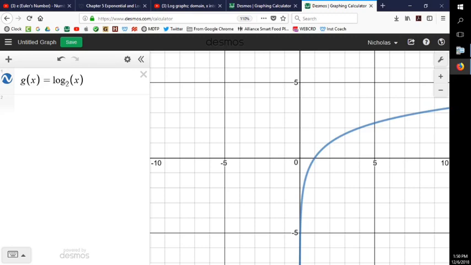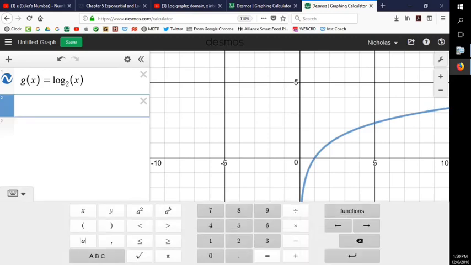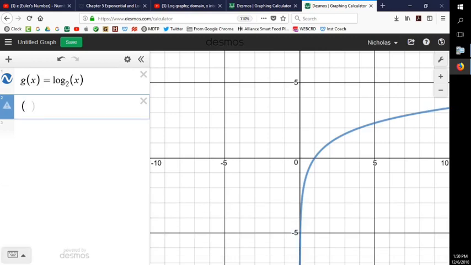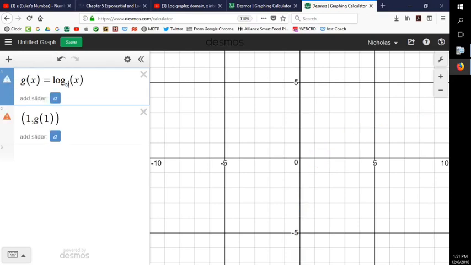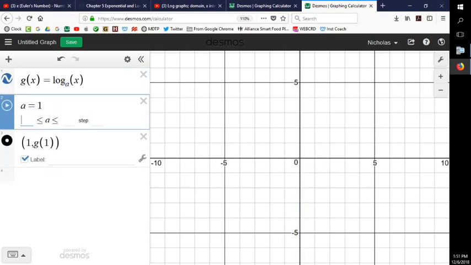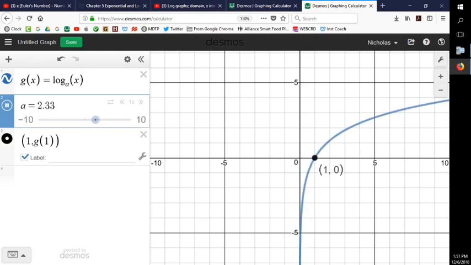Like, what do log functions look like? How do they change when we reflect them or shift them? Now I first need to make note of a very important point here. The very important point is at 1. This point right here is very important because it stays there no matter what base we have for our log. What do you mean what base? You see this 2 right now? It is the base. I'm going to change that base. I'm going to say it's an A. And that A becomes a slider right now. I want to show you guys what happens when we change it.